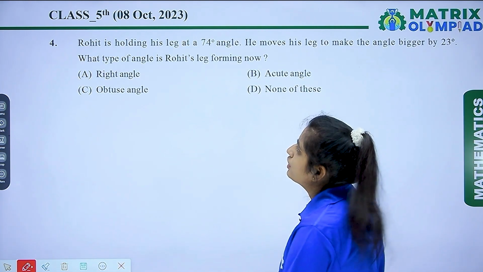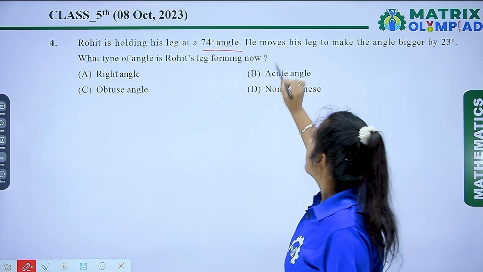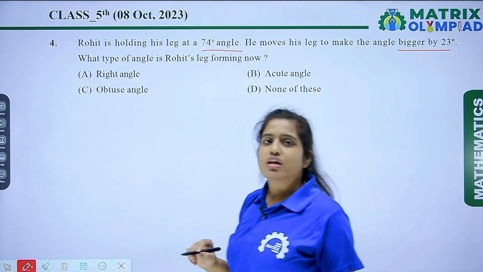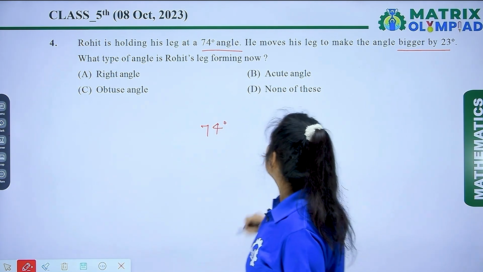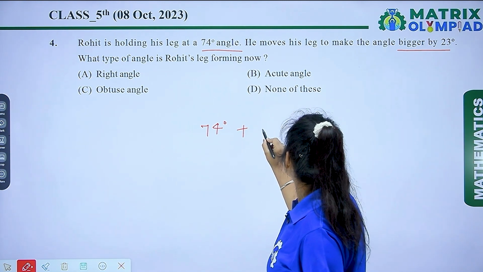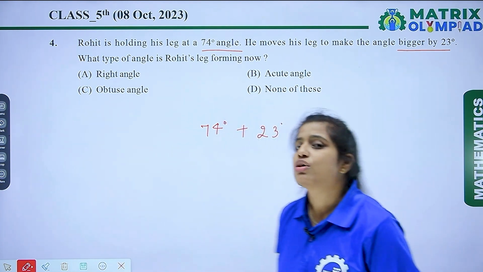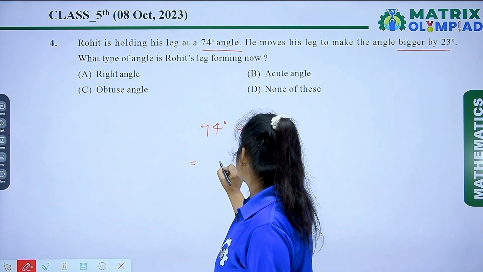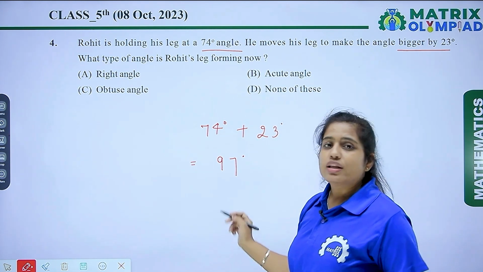In this fourth question, Rohit is holding his leg at 74-degree angle. He moves his leg to make the angle bigger by 23. Now, the first angle made by Rohit is 74 degree. Now, he moves his leg to make the angle bigger by 23. तो हमने क्या किया, 74 डिग्री तो ऑलरेडी था, 23 उसने और मूव ऑन करा है. तो 74 plus 23 we are going to do. Here the answer will be 97 degree.